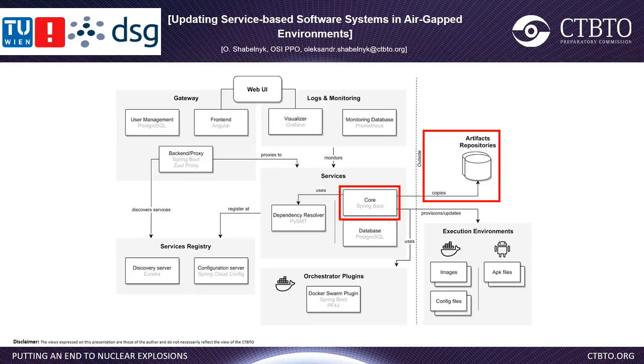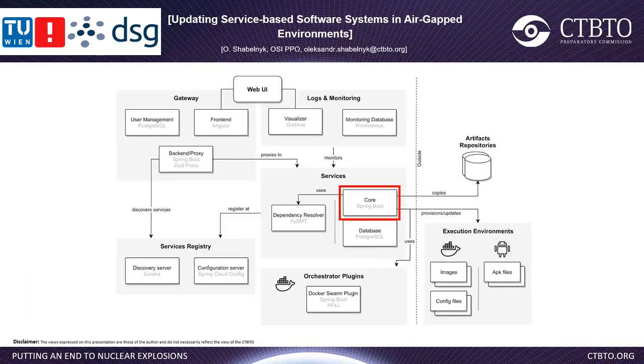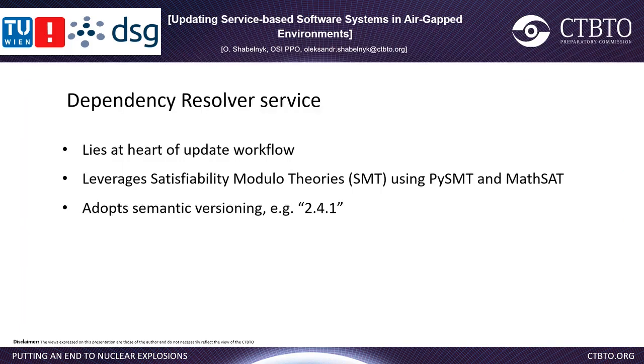Step 3. The core service prepares the corresponding artifacts by copying them from external repositories and creates a deployment plan. Here you can see again the corresponding user interface. The downloading part has not been visualized. Last but not least, given the deployment plan produced, the target air-gapped systems are physically visited, the update combination is verified again against the local service combination, and if possible, the update is applied. You may have noticed already that dependency resolution lies at the heart of the update workflow. Therefore, I want to describe it more.